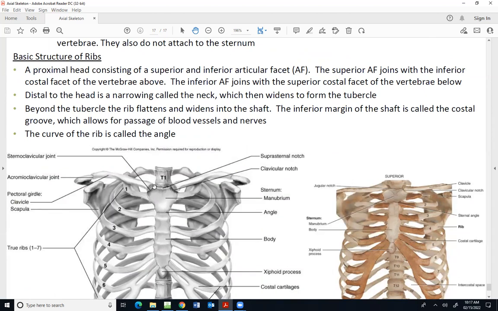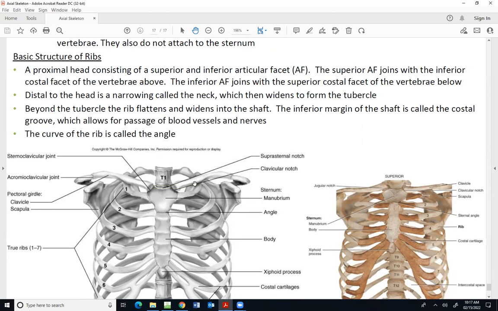But that's not the image I'm going to want you to know, and that's not the way I want you to know it. I like suprasternal notch. You can actually feel this. Just at the top of your sternum, you'll feel that little indentation. There's also two other indentations on both sides of it, each of which is called a clavicular notch. And this is the notch that accommodates our clavicle.